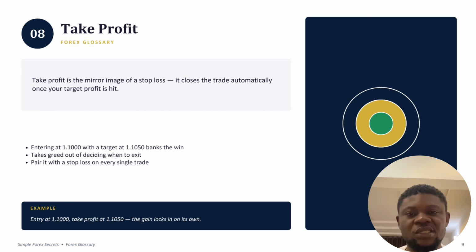Number 8 is take profit. A take profit is the opposite of a stop loss. It's the price level where your trade automatically closes once you are in profit. So this is important because without take profit, greed can make you hold a winning trade too long until it reverses and maybe becomes a loss. Just as stop loss protects you from big losses, take profit locks in your gains. So my advice is you use both in every single trade.